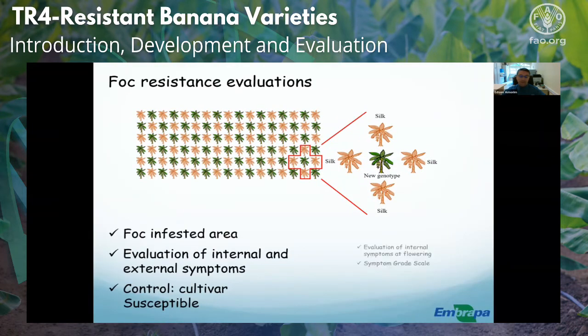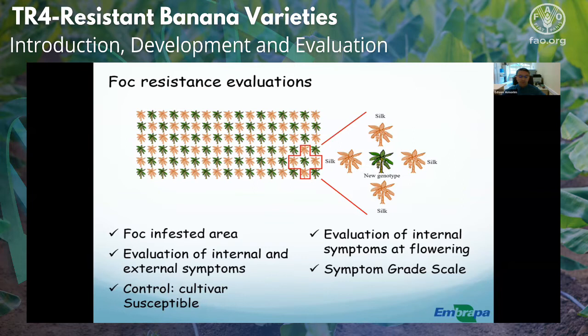Embrapa has very efficient protocols for evaluating new hybrids for resistance to Fusarium in the field and in the greenhouse. We have one Fusarium infested area where we evaluate the internal and external symptoms of the disease. The silk cultivar is used as a control around the new hybrid, and the scale is used to classify the genotype as resistant or susceptible.